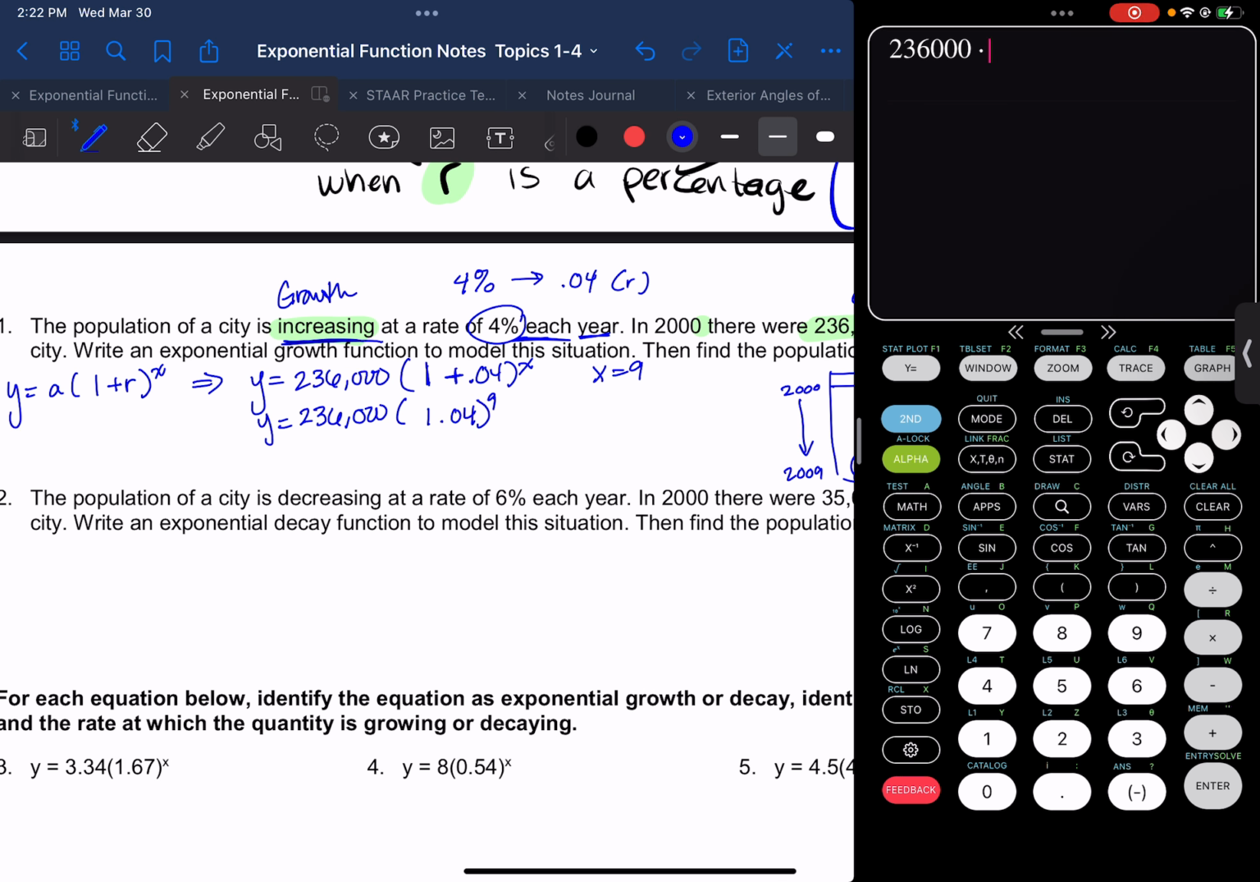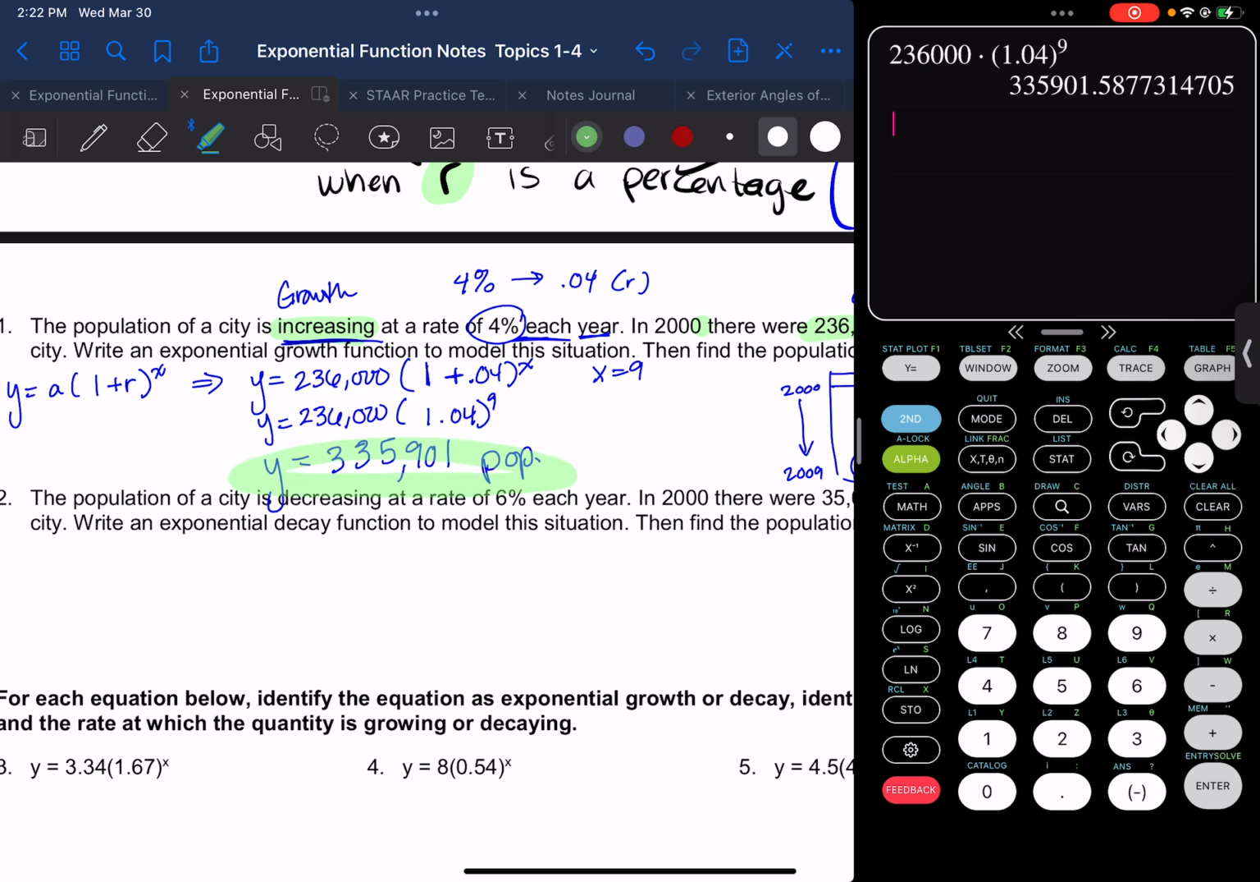236,000 times, parentheses, 1.04, parentheses, to the power of 9. Press enter. All right, so we have y equals 335,901. And we'll just leave it at that because we're not going to round up half a person, right? So we'll just say this is how much the population would be. Population. And that's it. We have my equation. We've plugged in the value they want us to find, and we're done.